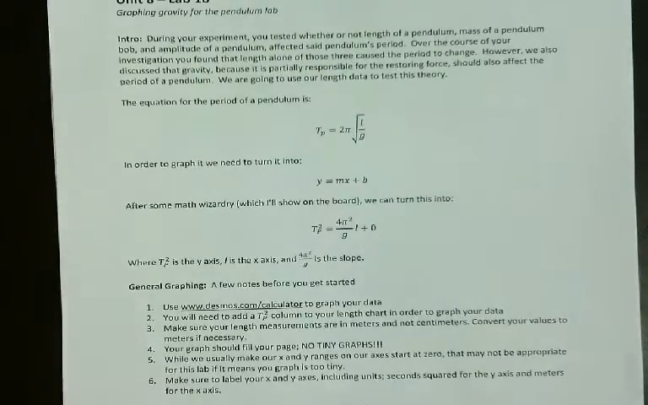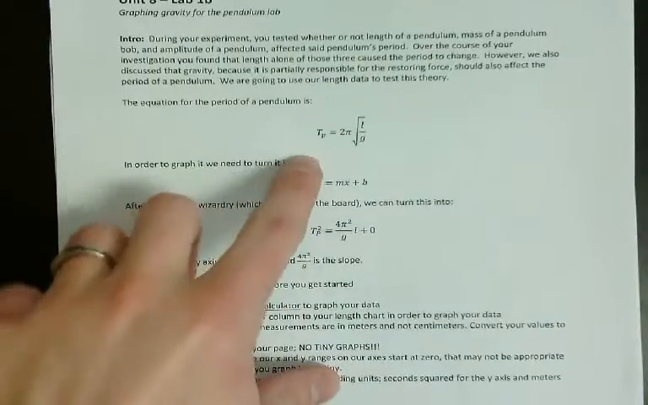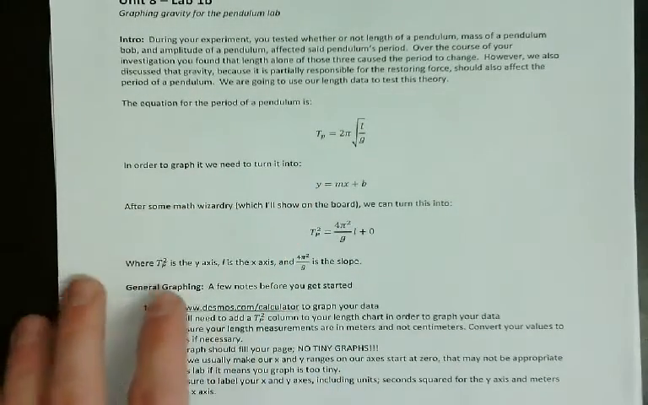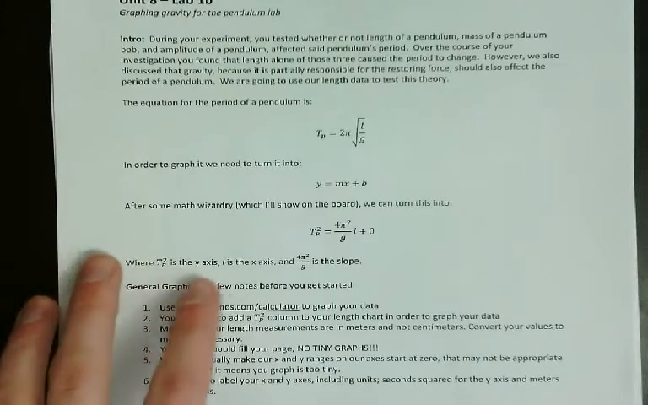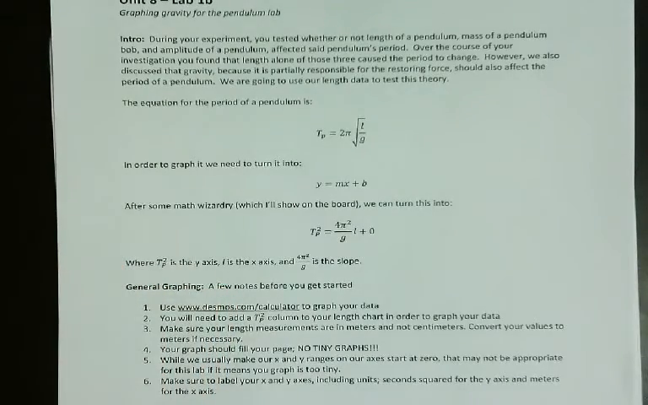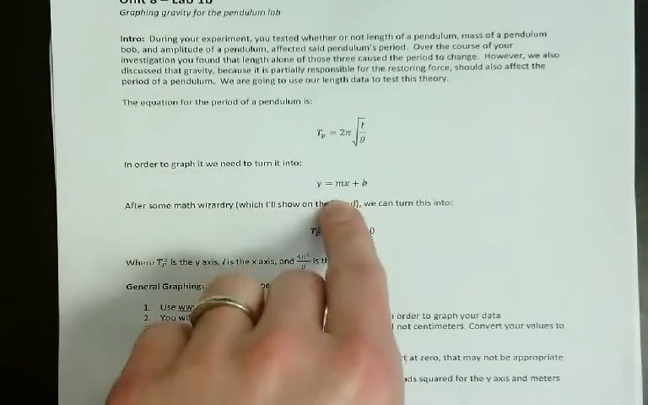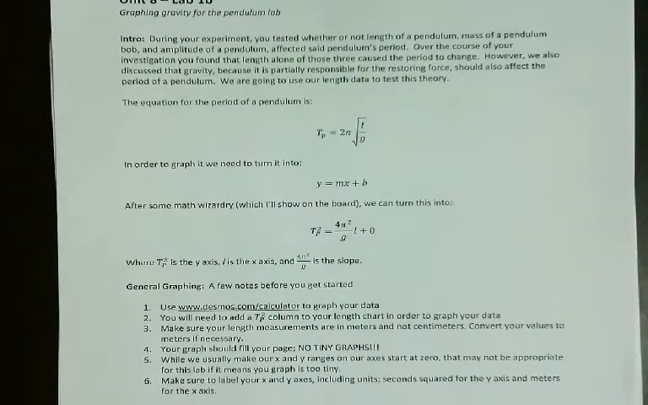Okay. First things first. Here's the equation for a pendulum. If you haven't seen this before, don't worry about it. It's just what it is, and we'll go through it a little bit later. In order to graph, we need to turn this equation into y equals mx plus b. So we need to turn it into slope-intercept form.